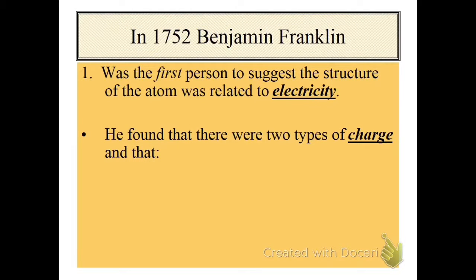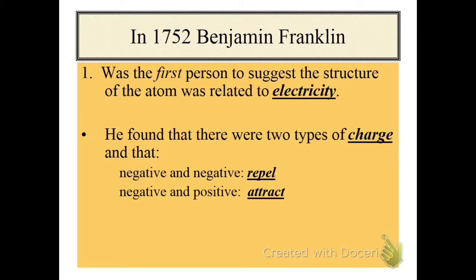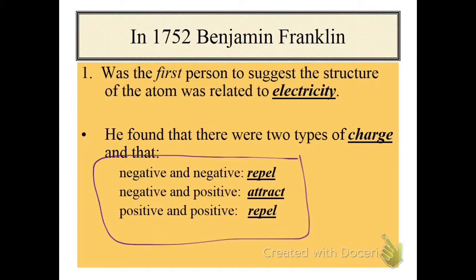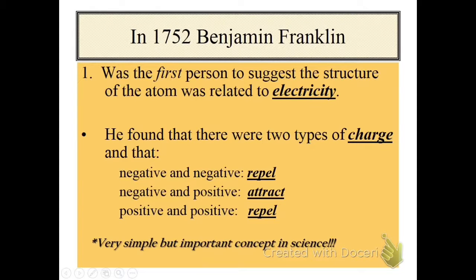And in 1752, Ben Franklin was the first person to suggest that the structure of the atom was related to electricity. He found that there were two types of charge, and we call them positive and negative. If you have negative and negative, they repel. Negative and positive attract, hence the saying opposites attract. And positives repel. This very basic concept regarding electrical charge, what attracts and what repels, is going to be the basis for a lot of what we do with atoms and our understanding of the structure of atoms.